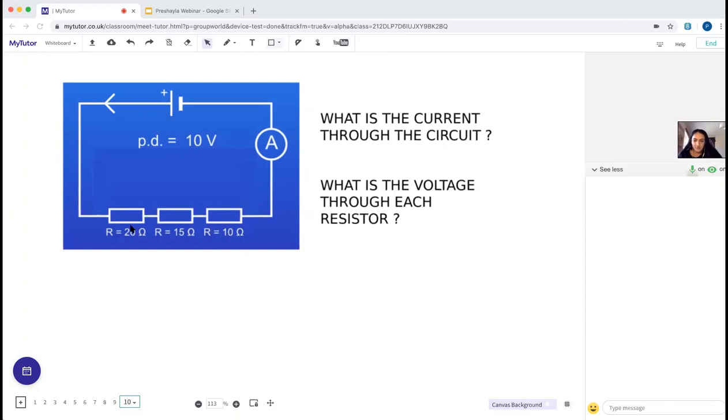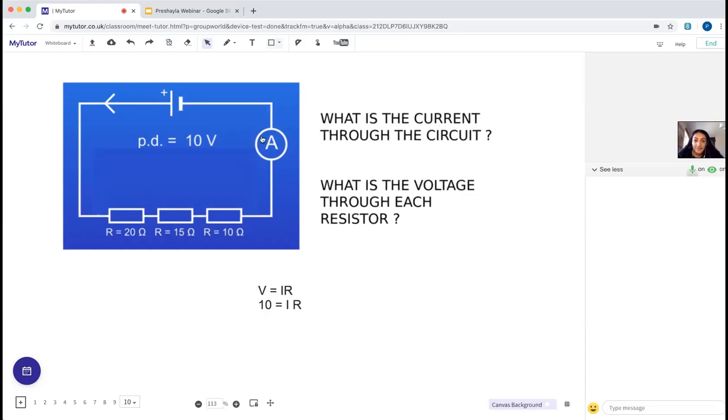So the rectangles that you can see here are indeed circuit symbols for resistors. Okay, so we're seeing a few different answers coming through. So I'm just going to clear that up for you. So again, we use V equals IR. So we know that the voltage is 10 and we are trying to find the current, okay? So first of all, what is our total resistance? What is the total resistance in this circuit?